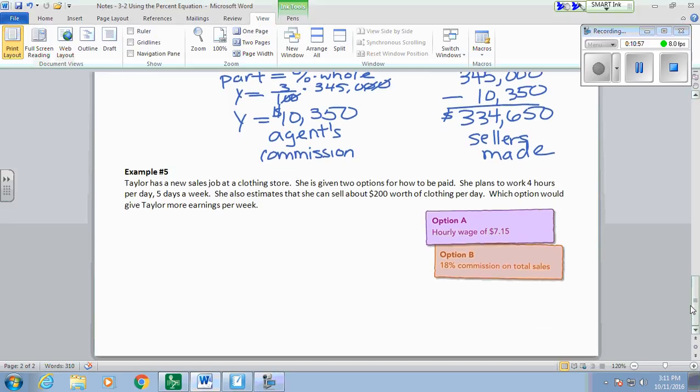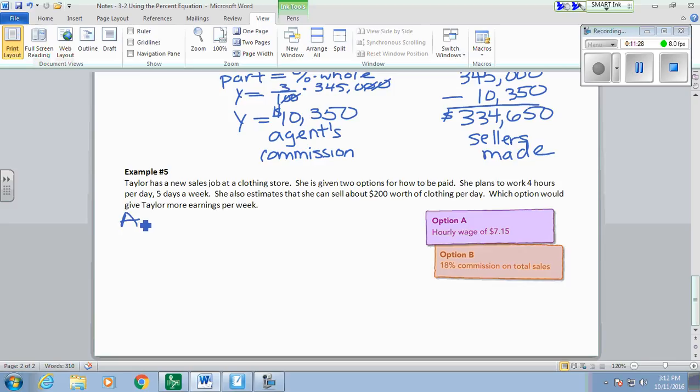Number 5 is a 2-part question here. They're saying that Taylor has a new sales job at a clothing store, and she's been given 2 options for how to be paid. She plans to work 4 hours per day, 5 days a week. She also estimates that she can sell about $200 worth of clothing per day. So which option would give Taylor more earnings per week? So we have 2 options. Option A, she can be paid an hourly wage of $7.15.